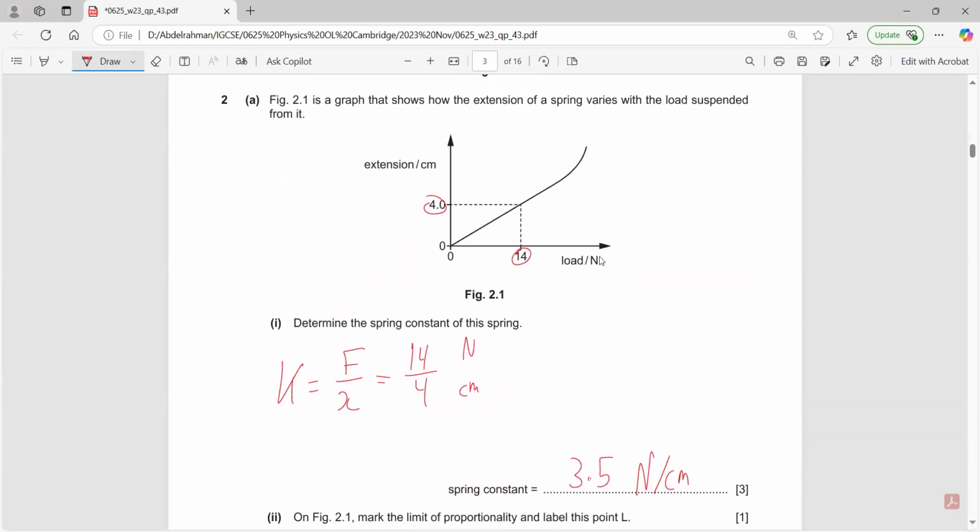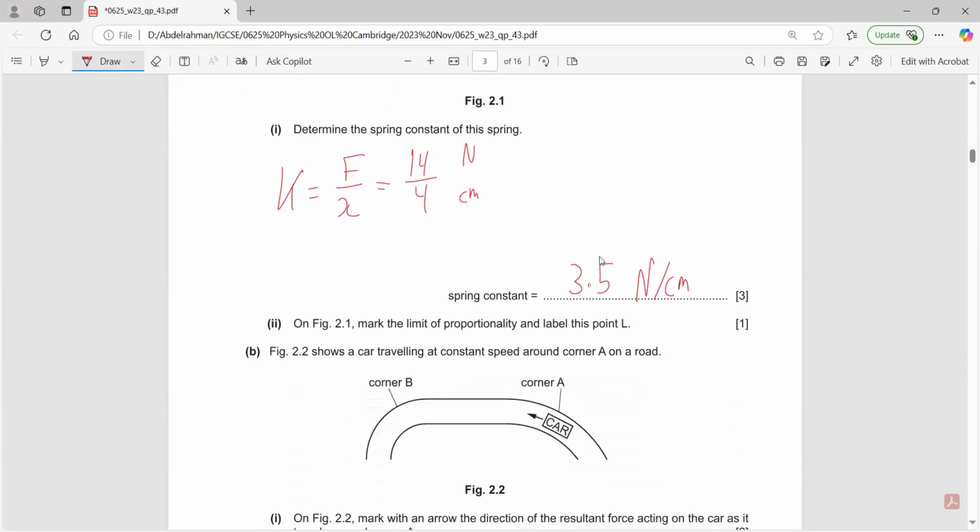On figure 2.1, mark the limit of proportionality and label this point L. The limit of proportionality would be just around this point. This would be L, limit of proportionality. Why? Because after the limit of proportionality, it's no longer a straight line.